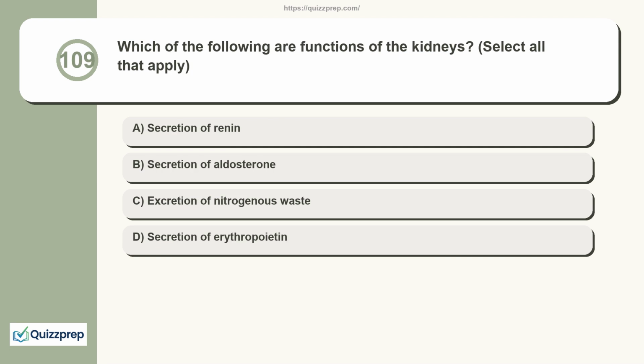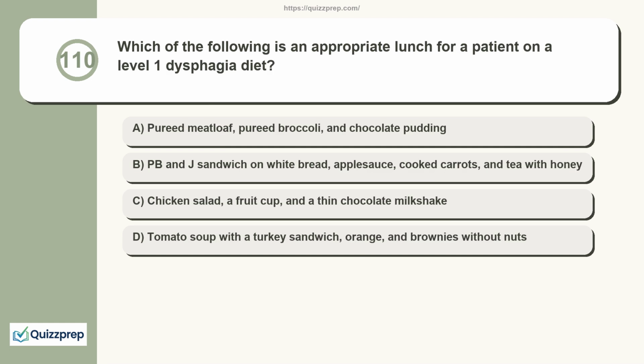Question 109. Which of the following are functions of the kidneys? Select all that apply. Secretion of renin. Secretion of aldosterone. Excretion of nitrogenous waste. Secretion of erythropoietin. Question 110. Which of the following is an appropriate lunch for a patient on a level 1 dysphagia diet? Pureed meatloaf, pureed broccoli, and chocolate pudding. PB&J sandwich on white bread, applesauce, cooked carrots, and tea with honey. Chicken salad, a fruit cup, and a thin chocolate milkshake. Tomato soup with a turkey sandwich, orange, and brownies without nuts.